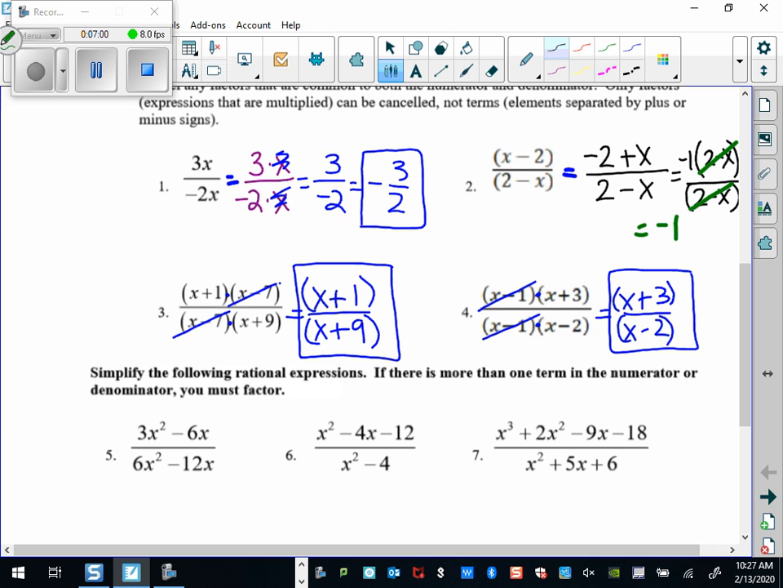So guys, what you're going to find when you get really used to this, when you have opposites like this and they're exactly the opposite, you just cancel them and put a negative 1 somewhere, right? Because you know that they're exactly the same, except one of them is the opposite of the other.